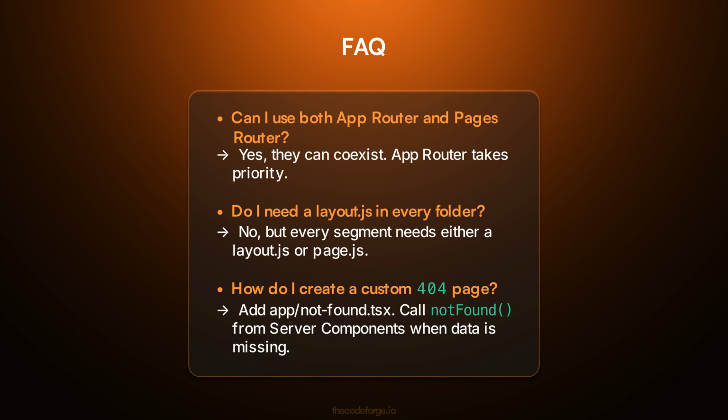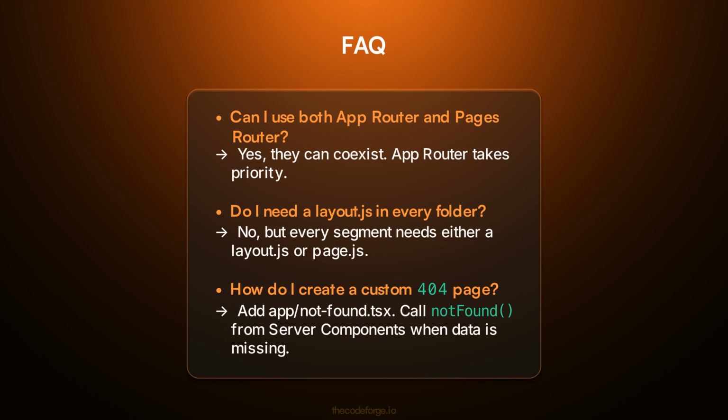And a few frequently asked questions. Can I use both app router and pages router? Yes, they can coexist. App router takes priority. Do I need a layout.js in every folder? No, but every segment needs either a layout.js or page.js. How do I create a custom 404 page? Add app/not-found.tsx. Call notFound() from server components when data is missing.